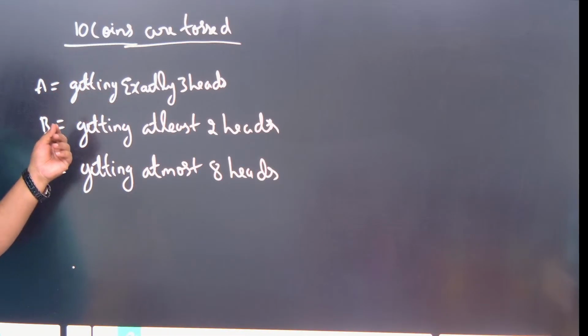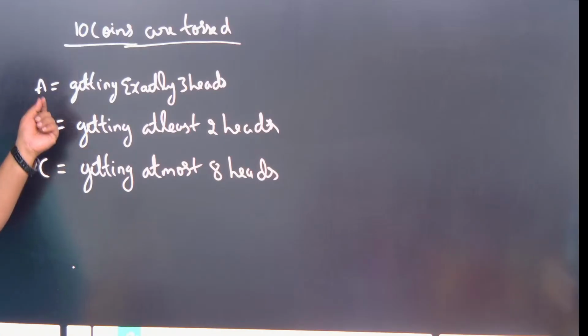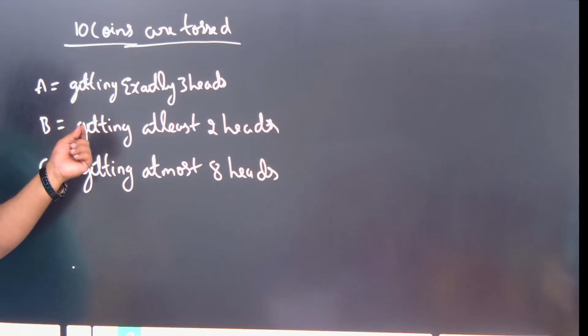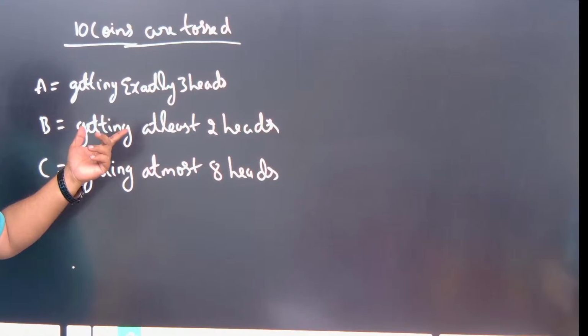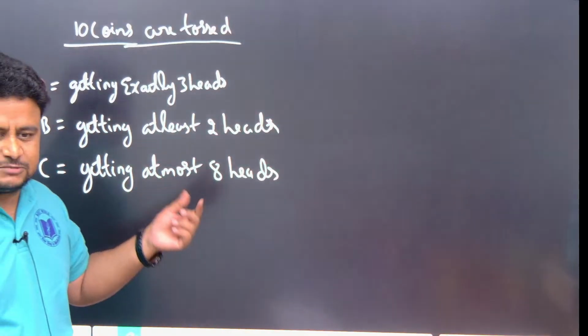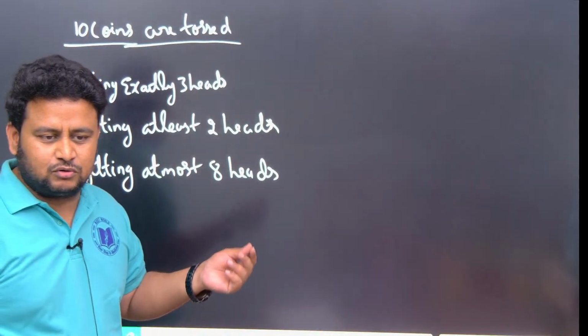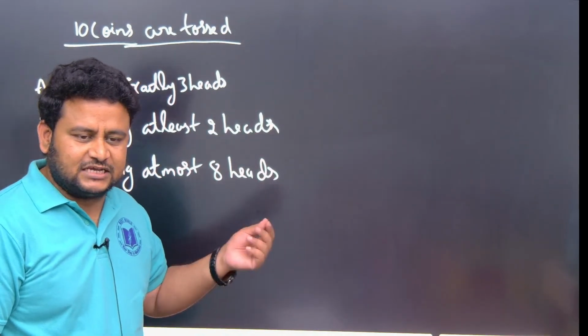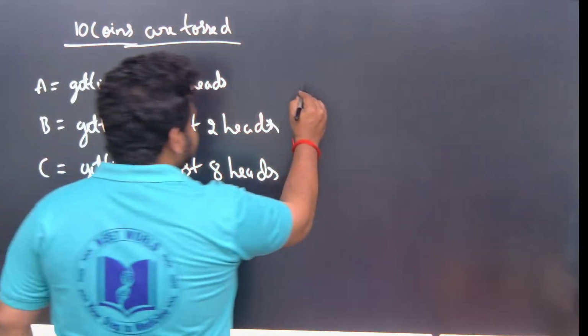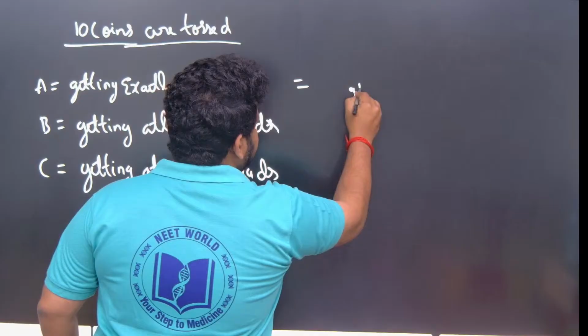What are the possibilities if it is a single coin? Head or tail, so 2 possibilities. 1 coin means 2 power 1, 2 coins means 2 power 2, 3 coins means 2 power 3, n coins means 2 power n. When it comes to dice, 6 possibilities: 1, 2, 3, 4, 5, 6. So 1 dice means 6 power 1, 2 dice means 6 power 2, n dice means 6 power n. Same thing here, 10 coins means 2 power 10.